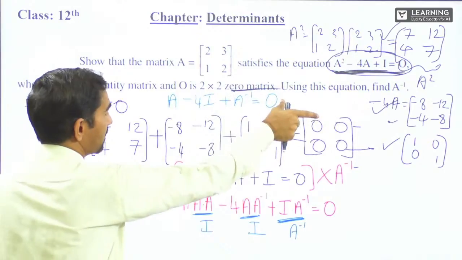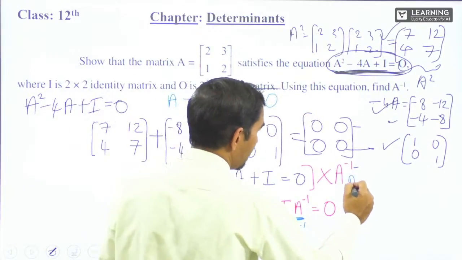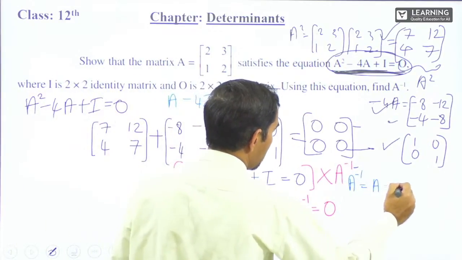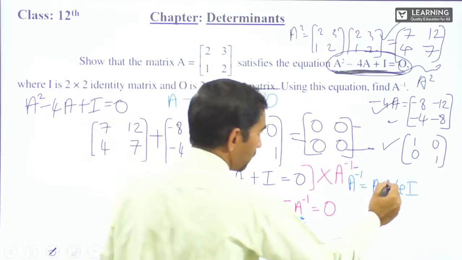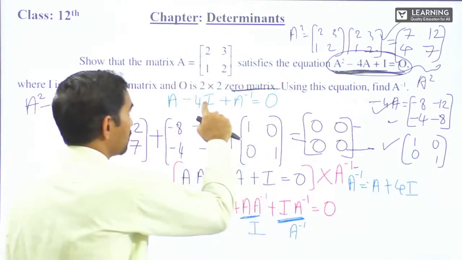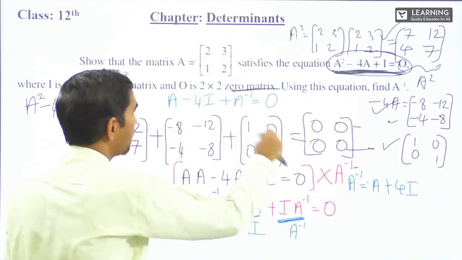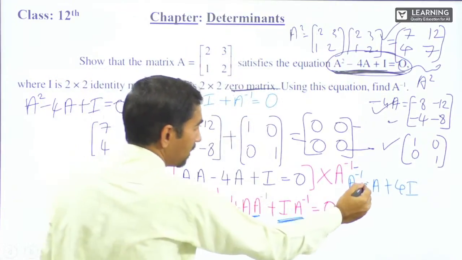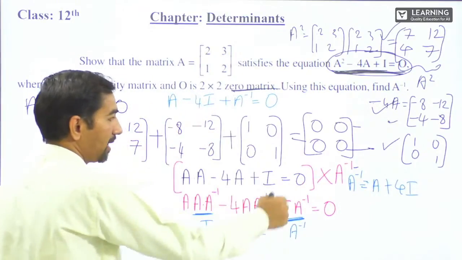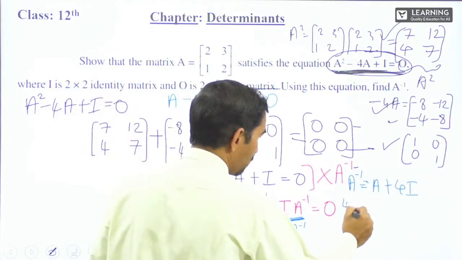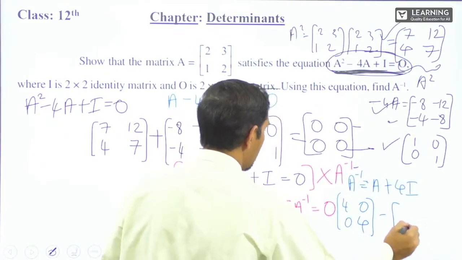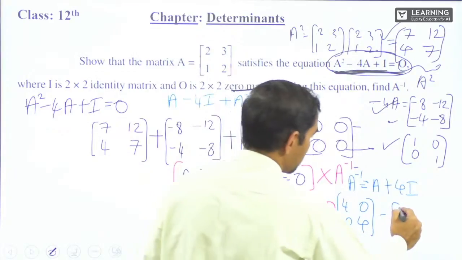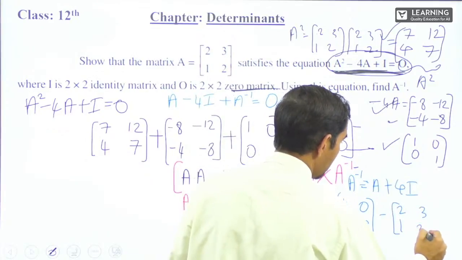Send these both things on that side. We will be getting A inverse equals 4I minus A. If minus 4I goes on that side, it will become plus 4I. If plus I goes on that side, it will become minus A. So 4I minus A. 4I is nothing but [4, 0; 0, 4] minus, what is A, students? [2, 3; 1, 2].